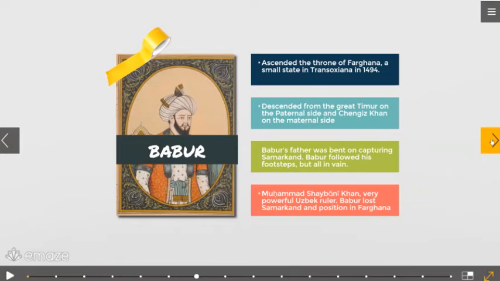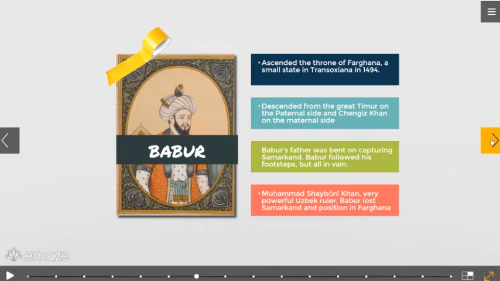And on the maternal side also, a very, very powerful ruler, another very powerful Mongol, the founder of the Mongolian dynasty, that is Genghis Khan. The spellings may differ. Please refer to the material you are using.